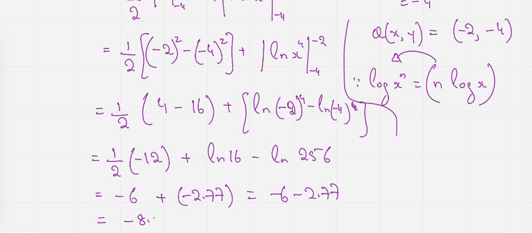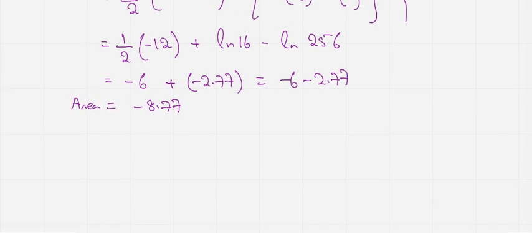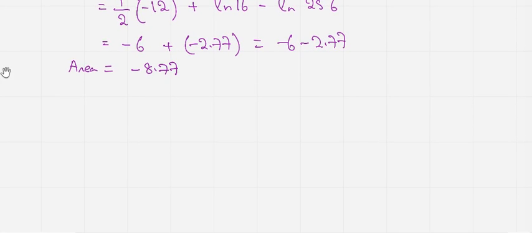So it is finally giving you minus 8.77. And you know that area is something that you always calculate as positive. Area is nothing but a magnitude, so this negative sign is going to be omitted, just like length is always positive, so you neglect the negative sign. That's what we are going to do in the case of our area as well. So we say that area is equal to 8.77 square units.